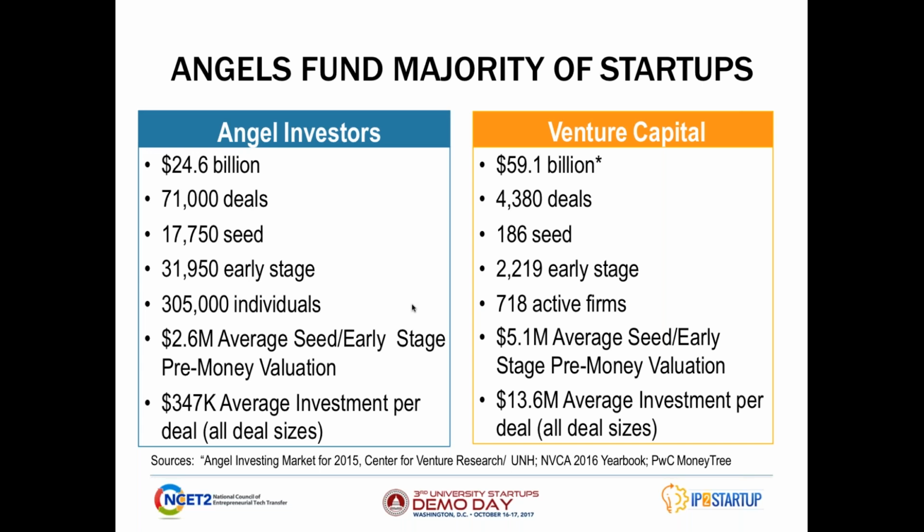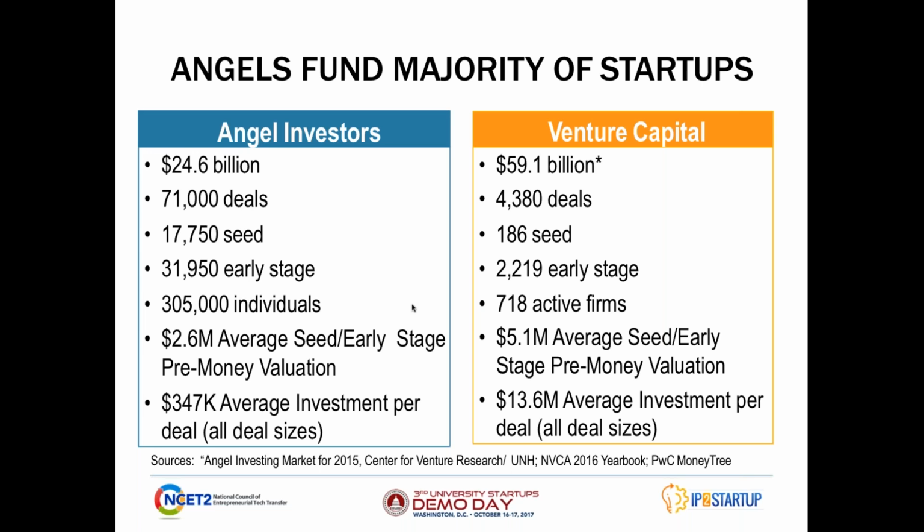Of those, 17,000 plus and 31,000 are in seed and early stage. So you can see a majority of that is this really early gap funding that's needed by these university startups. Whereas for venture capital, it's really the reverse. Most of them are in the later stage, very few in the seed, some in the early stage, but later stage is really where most of the VC money goes.